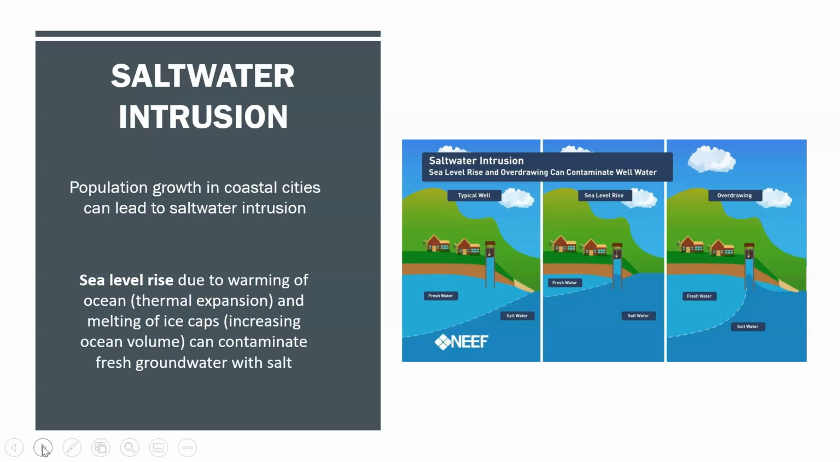Sea level rise due to the warming of the oceans can also contaminate fresh groundwater with salt water. So we see a typical well, where we've got this pressure difference between the fresh water and the salt water. The people on the typical well are getting fresh water. With sea level rise, that salt water is intruding into our freshwater area. Now they're getting salt water into their wells, and with overdrafting or overdrawing, they're pulling so much water from their freshwater reservoir that it's actually giving them salt water.